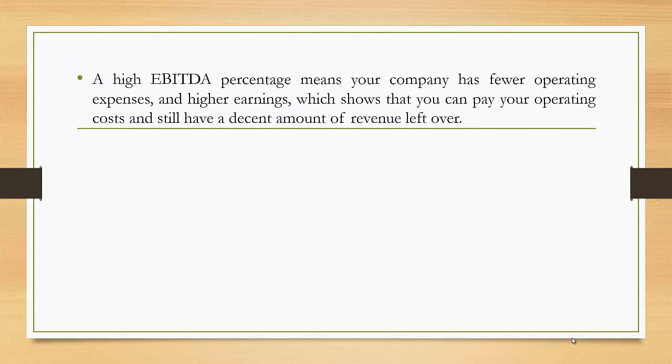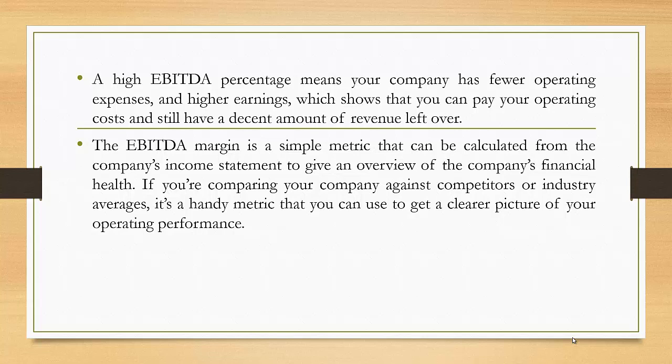A high EBITDA percentage means the company has fewer operating expenses and higher earnings, which shows that the company can pay its operating costs and still have a decent amount of revenue left over. So it means that the higher the EBITDA percentage, the better it is for the company. The EBITDA margin is a simple metric that can be calculated from the company's income statement to give an overview of the company's financial health.